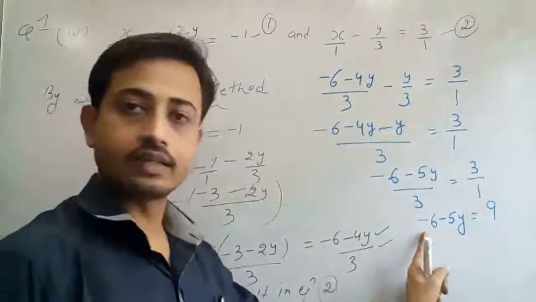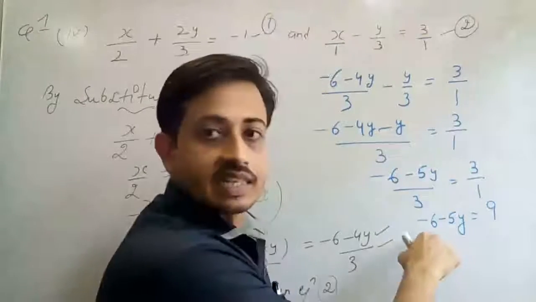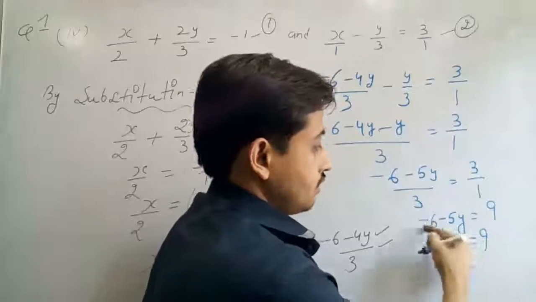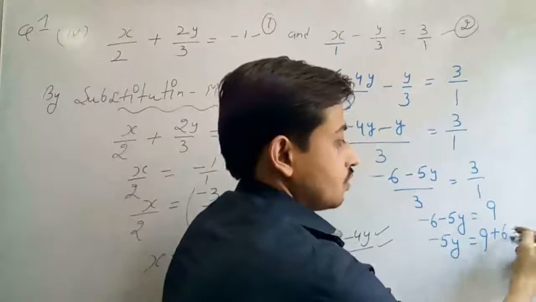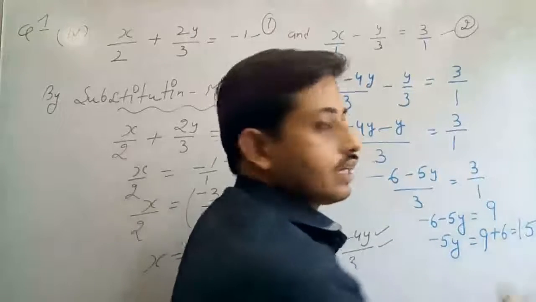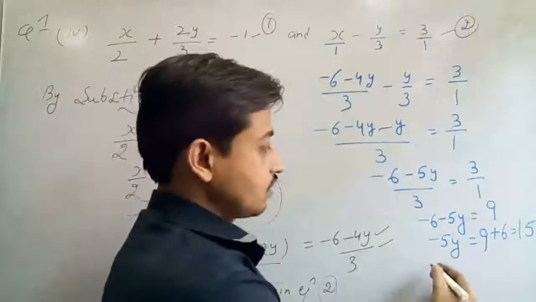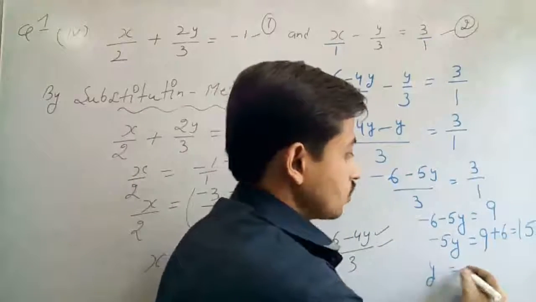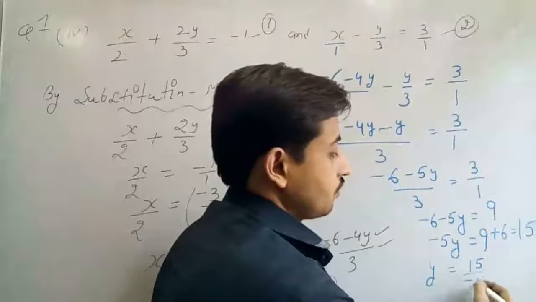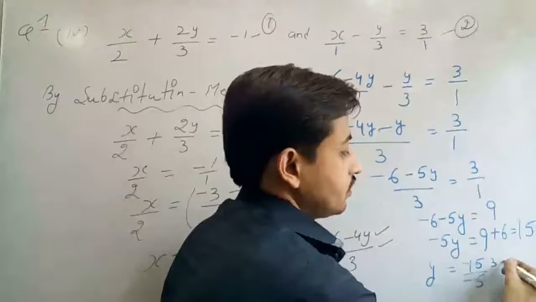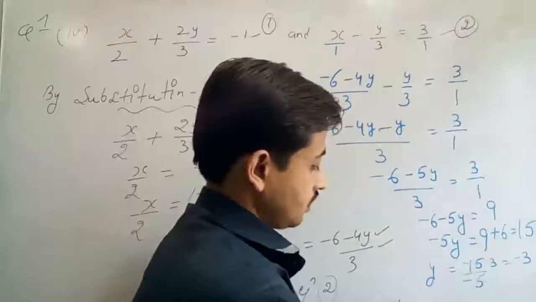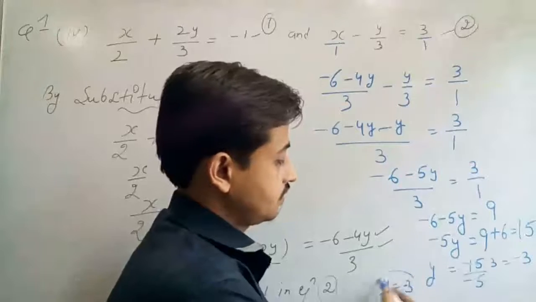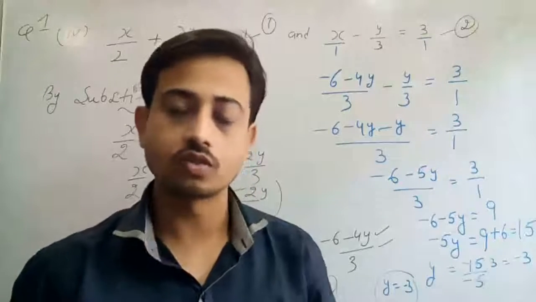Now to get the value of y, we have to take this negative 6 to the right hand side. It becomes minus 5y is equal to 9. Minus 6 becomes plus 6, which is equal to 9 plus 6. We get 15. Now what's the value of y? We have to take this 5 to the right hand side. It goes to the denominator part. 15 by minus 5. 5 1 is 5, 5 3 is 15. So we get minus 3. The value of y is minus 3.